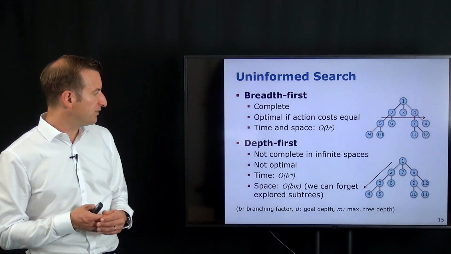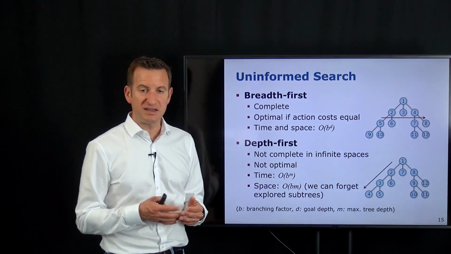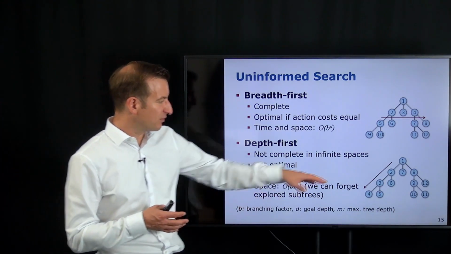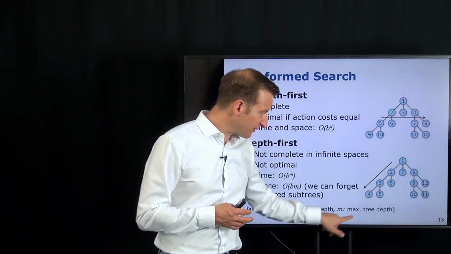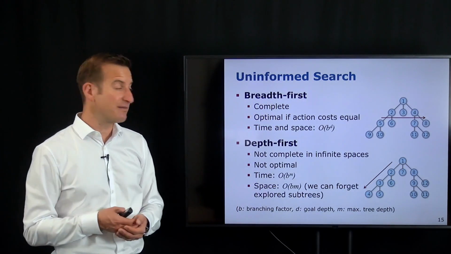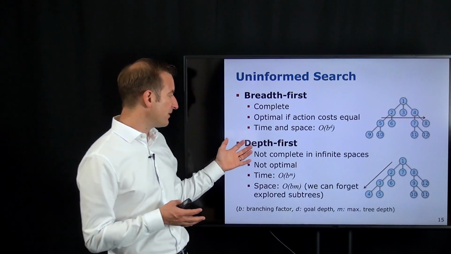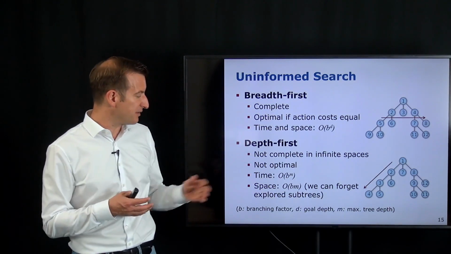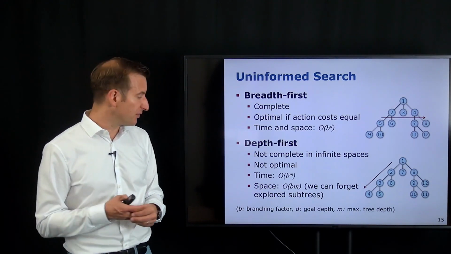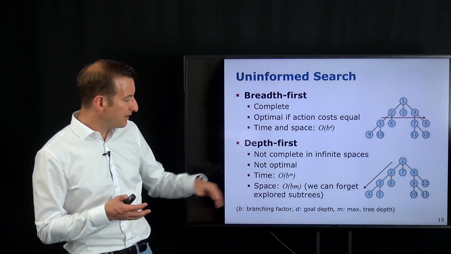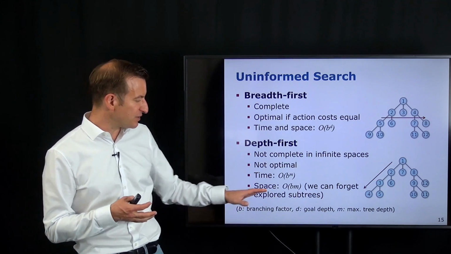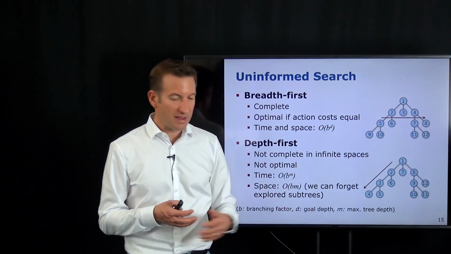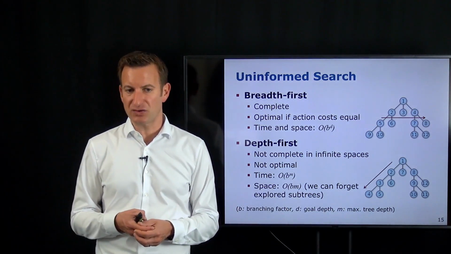Also some properties: it's not complete, at least in infinite spaces. So if this tree can be arbitrarily long, and this would be the optimal path, if you just search in this direction, you will never find the optimal path. Also, it does not necessarily find a path at all. It's also not necessarily the optimal solution, and has certain properties with respect to space and time, which depend on the branching factor, how far the goal is away, and the maximum depth of that tree.